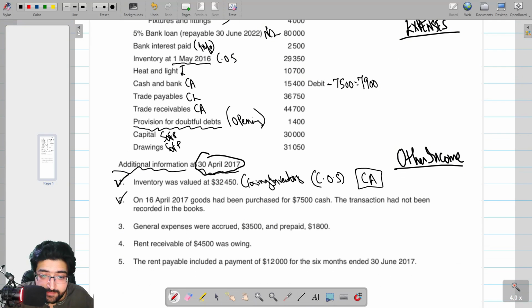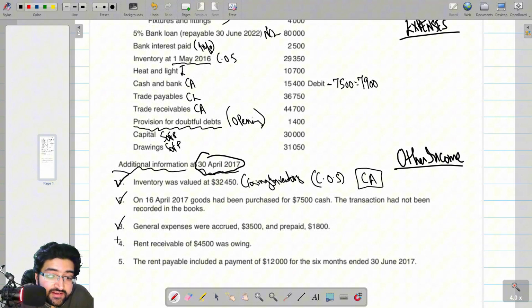So remember 2 steps. Accrued amount is added to the amount given in the trial balance. Prepaid amount is subtracted. Then also include them as a current asset or liability depending on what they are. And I've told you about those in this chapter only, in the second section when I was discussing accruals and prepayments. So go back if it's unclear.